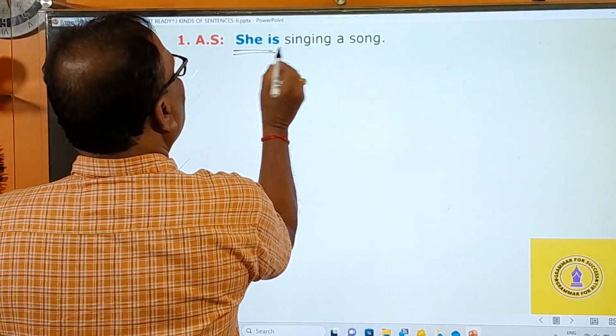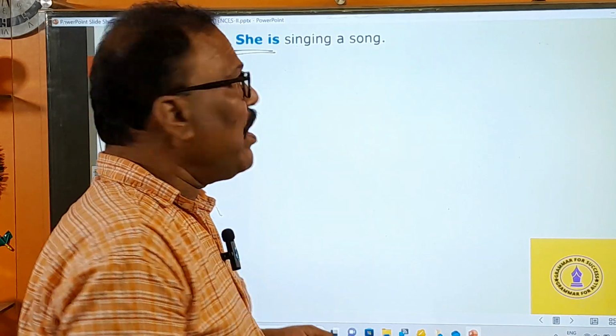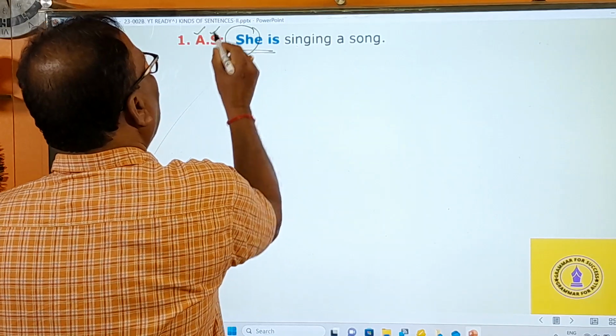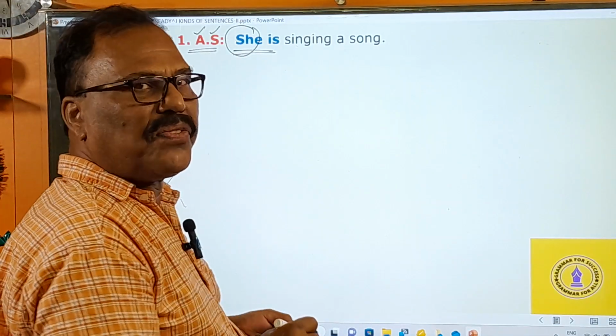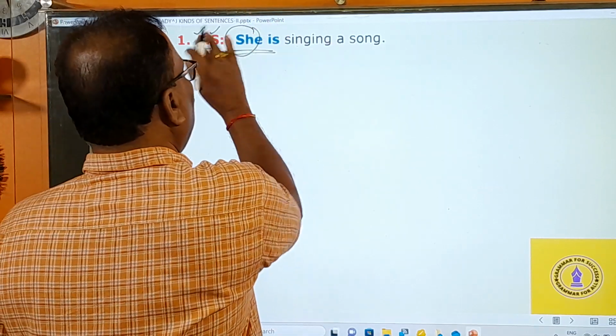See, she's singing a song. Okay, she is singing a song. This sentence is beginning with a subject, therefore it is an assertive sentence. AS stands for assertive sentence, right? Any sentence beginning with a subject is an assertive sentence.